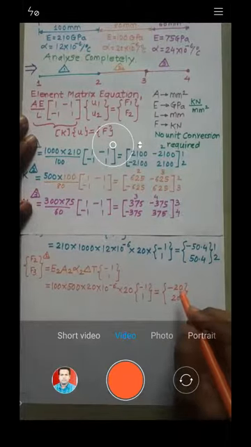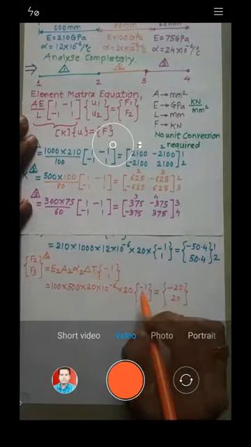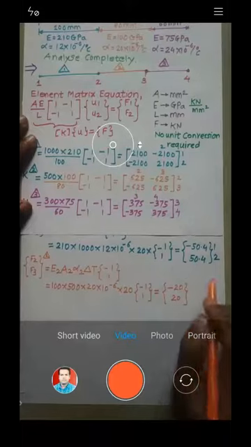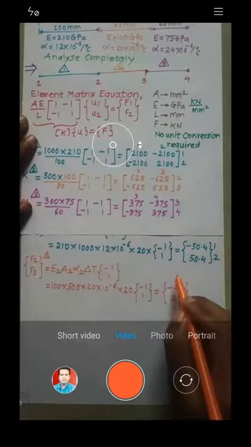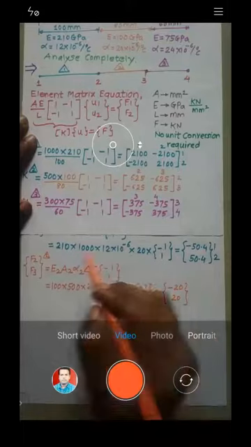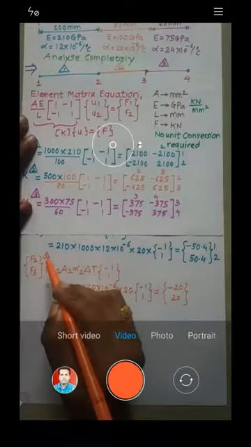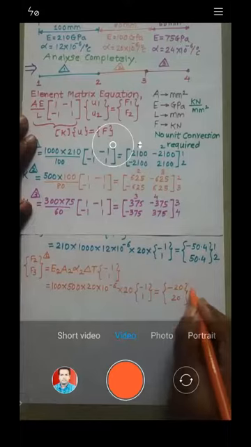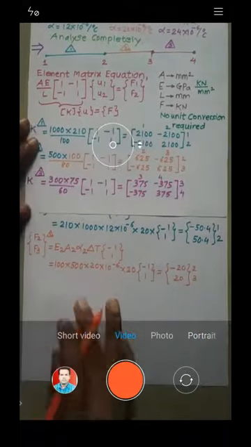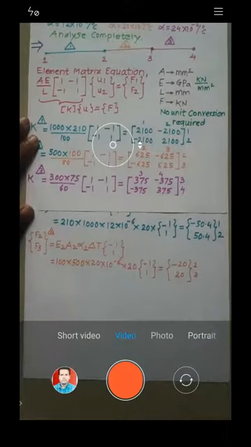Okay, so when you multiply this 20 to this matrix, you will get minus 20 and 20 here, right? Now see, this is very important. We have only a single column, but the numbering of the rows will depend upon the nodes of the element. So this is between node 2 and 3, so I'm writing 2, 3.